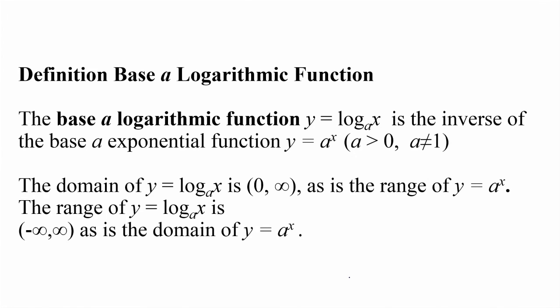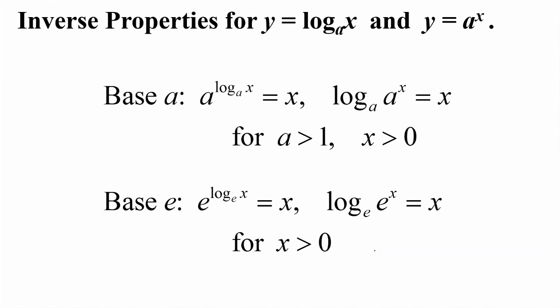Since composition of inverse functions in either order leads to the identity function, we have the following inverse properties for a to the x and log base a of x. Inverse properties for y equals log base a of x and y equals a to the x power. Property 1, we have the base a property: a to the log base a of x is equal to x. Also, log base a of a to the x is equal to x.